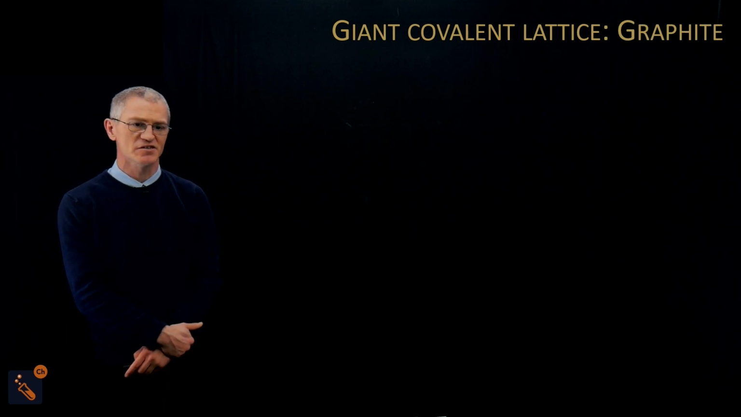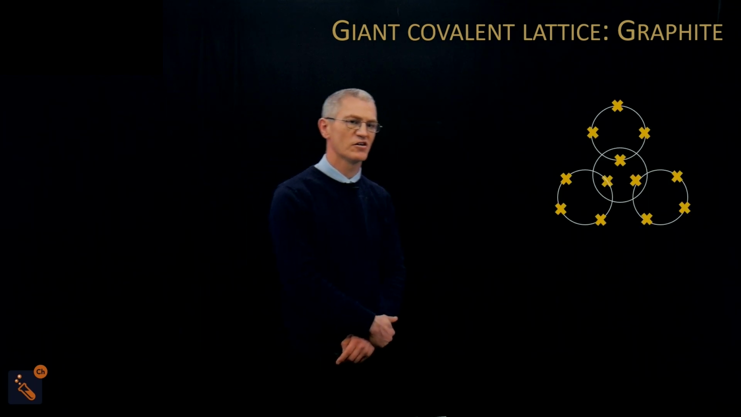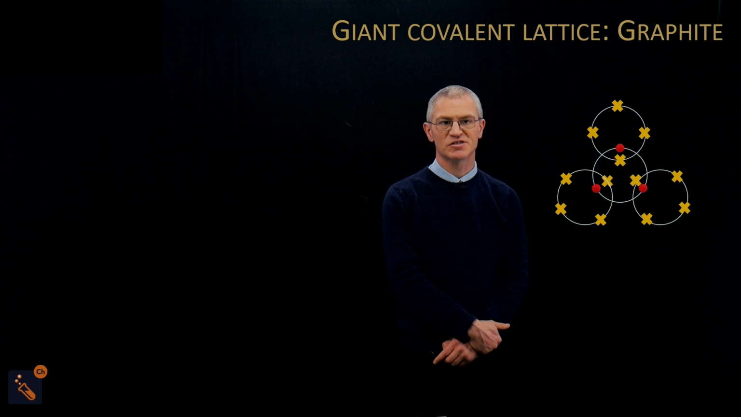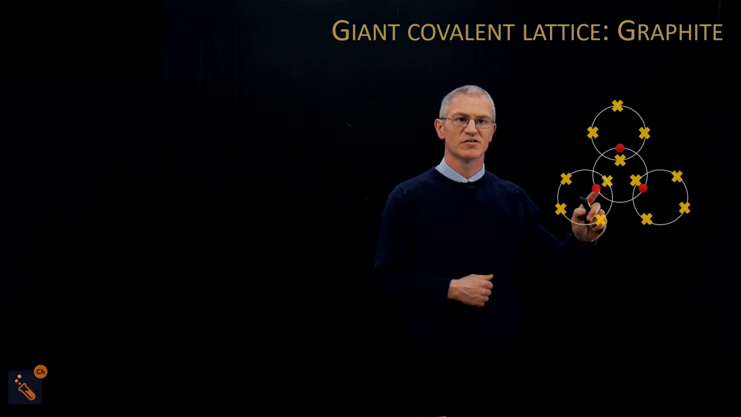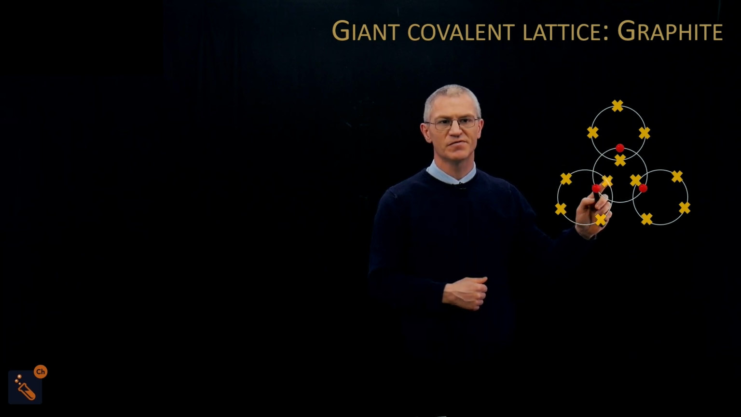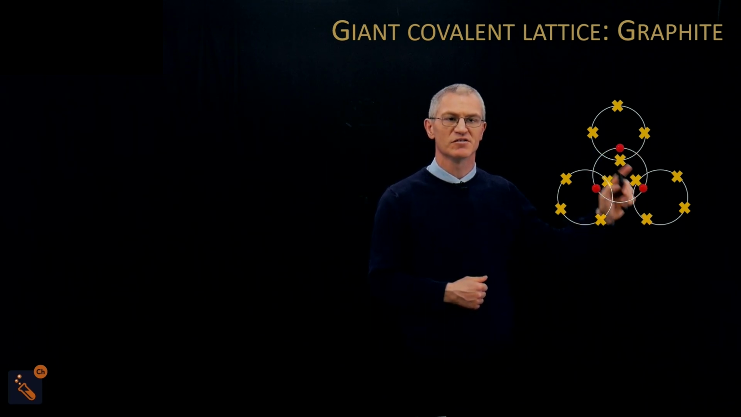Our next one is graphite. So graphite, we're going to show just the carbons here again. This time you notice there are 3 carbons around the central carbon. Now let's put the electrons from the central carbon in, and you can see that there are 3 from the central carbon, and you see 3 from the other carbons, but you can notice a subtle difference. There are 4 electrons on the outer carbon, but there's only 3 on the centre.